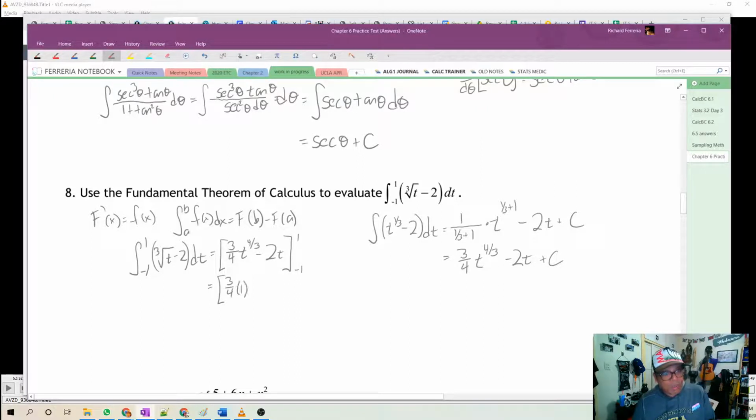Next step, you're going to substitute 3/4 of 1 to the 4/3 minus 2 times 1. Okay. So I've substituted 1 minus, now I'm going to substitute -1. 3/4 of -1 to the 4/3 minus 2 times -1.